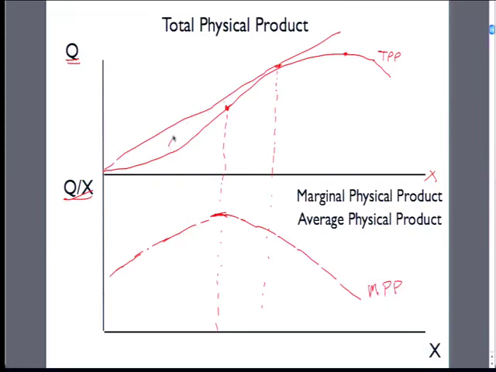And then this point here, I've already talked about this, is using the ray. This is the average, this is the rise over the run. This is the highest we got in Q over X. So that was the average. And it's going to actually cross here. So the average product per worker is going to be going up until this point, and then it's going to be going down after this point. So this is the average physical product.